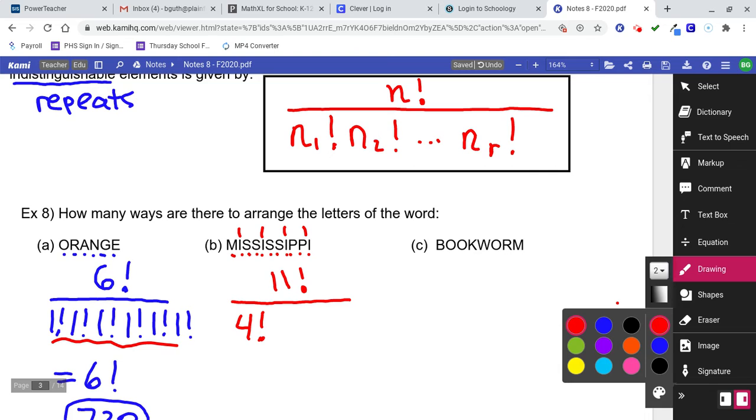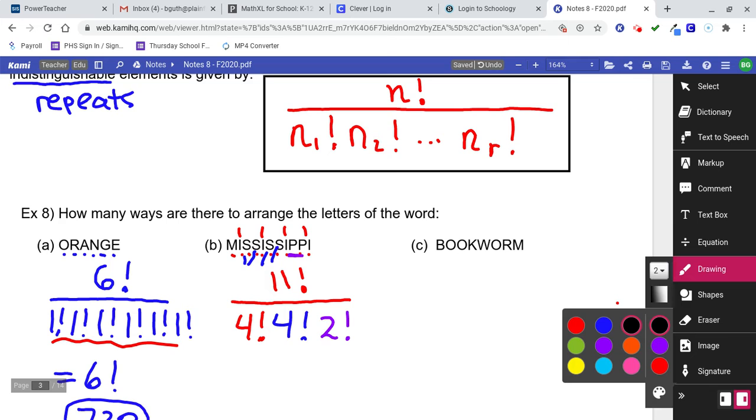So look at the S's. I see 1, 2, 3, 4 S's. So I'm going to divide by 4 factorial for the S's. And then I also see 2 P's. Now, if you notice the numbers on the bottom add up to 10, you could throw on the 1 factorial for the M, just so it adds up to 11, which was the total number. But I usually don't put the 1s on there. I'll usually just put the repeats.